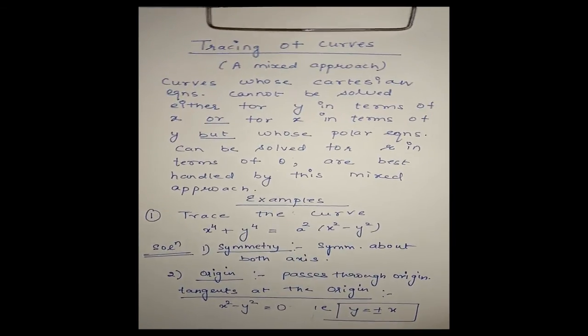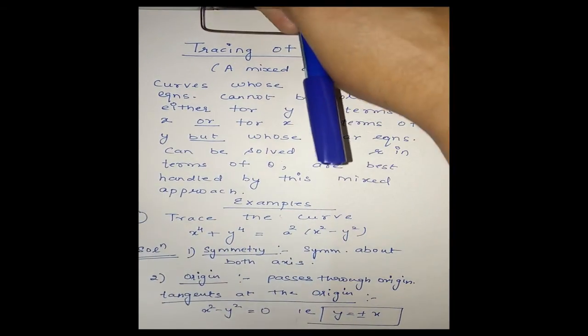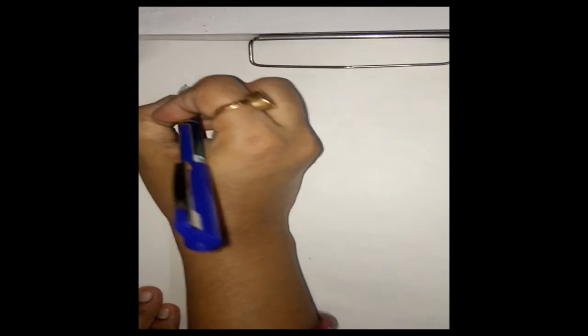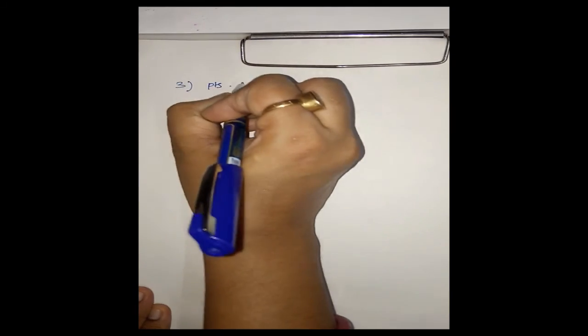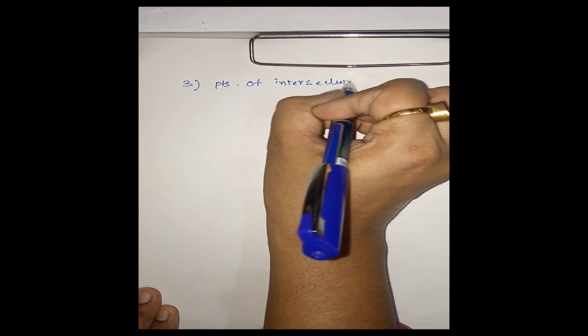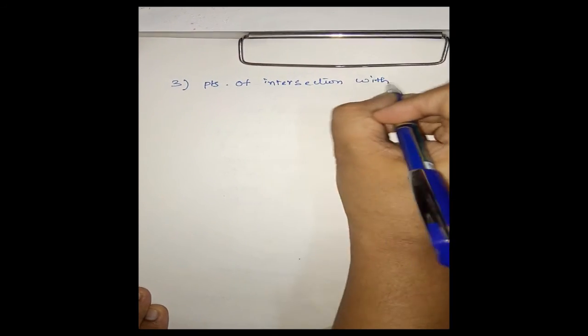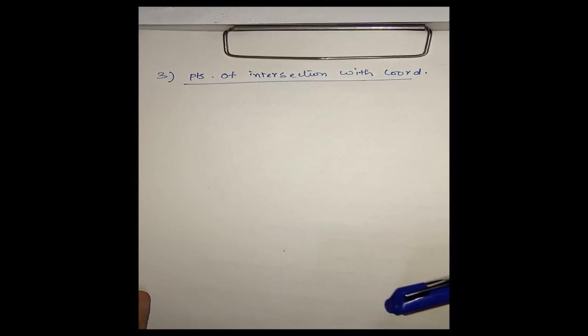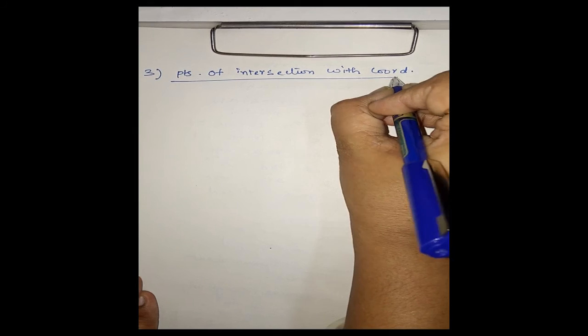Next comes the intersection with coordinate axis. In the next point, we have to find the points of intersection with the coordinate axis.